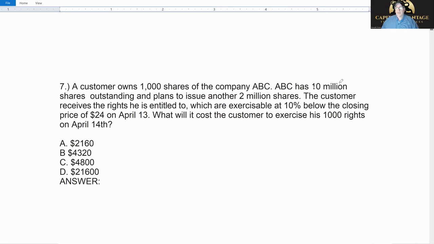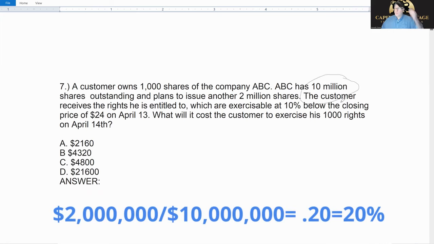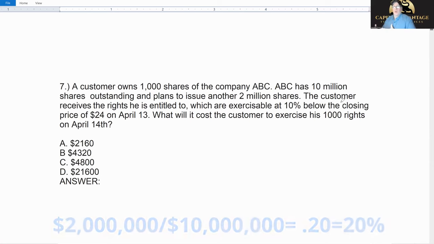I take the 10 million, let me make it black so we can see it, 10 million, and I go, what the, so I go 10 million and 2 million. We issued 2 million, we had 10 million. That's 20%. How do I figure that out? I do 2 million divided by 10. That's going to give me 0.2, which is 20%, which means they increased the outstanding by 20%.